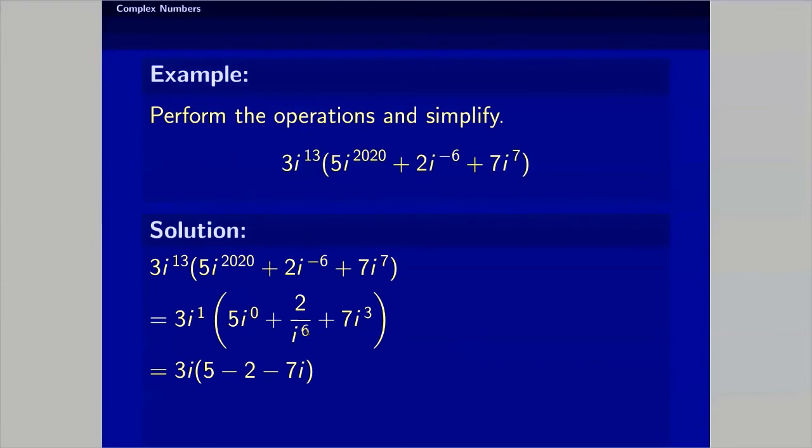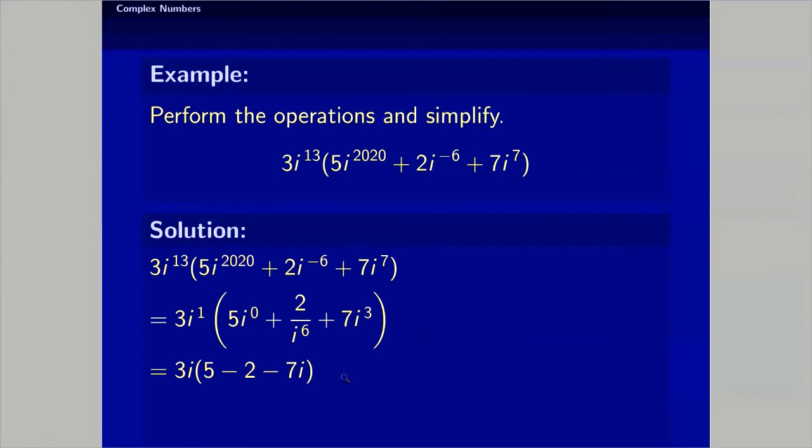Here, i raised to 6 is equal to i squared. And what is i squared? Negative 1. So 2 divided by negative 1, it's negative 2. So that's why I have negative 2 here. And then finally, what is i cubed? It is negative i. Negative i times 7, you'll get negative 7i.